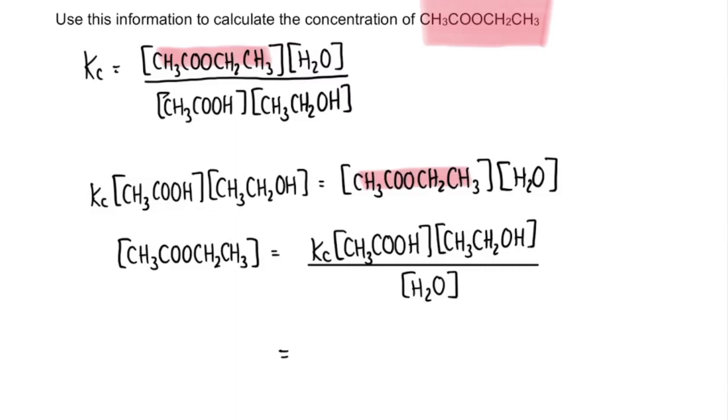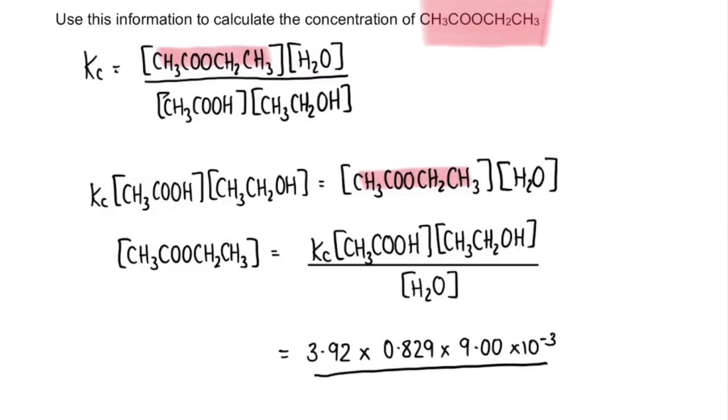So remembering, I'm looking up at the numbers I've been given and plugging them into my equation. So we had a Kc of 3.92, a concentration of ethanoic acid of 0.829, a concentration of ethanol as 9 times 10 to the minus 3, and a concentration of water at 0.171. And then you plug all that into your calculator, give your answer to 3 significant figures, and if you do that you should get 0.171, and it's a concentration, so moles per decimetre cubed.